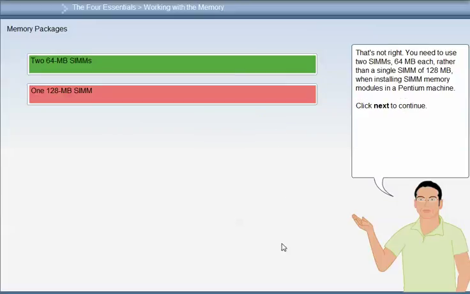That's not right. You need to use two SIMMs, 64 MB each, rather than a single SIMM of 128 MB when installing SIMM memory modules in a Pentium machine.